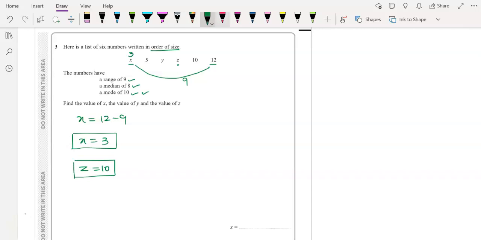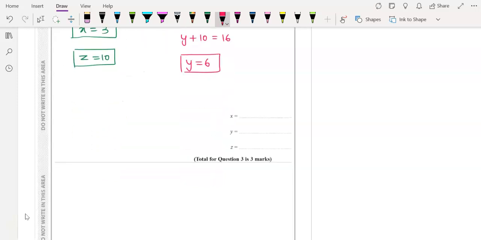Now one more information is given that the median is 8. That is the average of y and z is 8. z is 10. So (y plus 10) divided by 2. When you take the average, you get a median of 8. So multiply both sides by 2, you will get 16. Subtract 10 on both sides, you will get y equal to 6. So value of x is 3, y is 6, and value of z is 10.